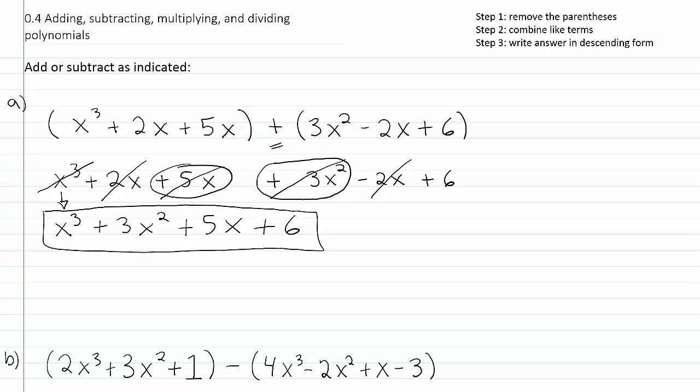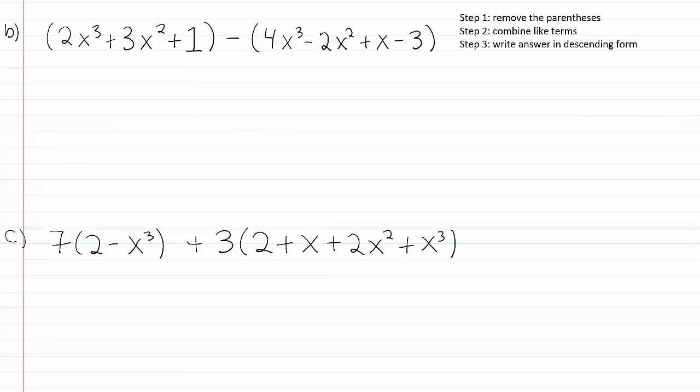Okay, so the first one is done. Let's take a look at the second one here. Okay, so the second problem we're looking at here has subtraction involved in it. And when we go to remove the parentheses, it's a little bit different with subtraction. We're going to put a little invisible 1 here in front of the parenthesis to start. And then to remove the parentheses, we're going to distribute in that negative sign as a negative 1 across the entire polynomial.